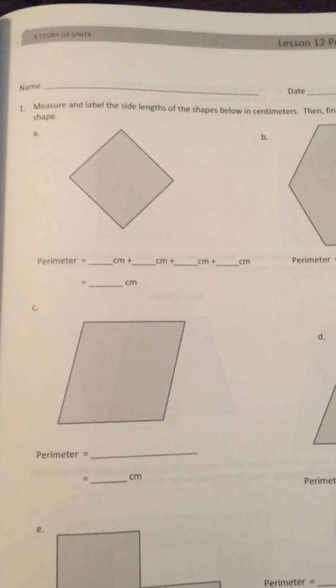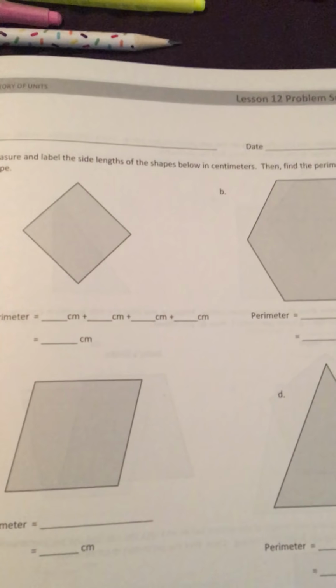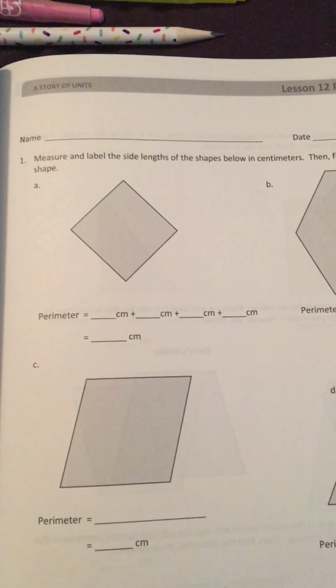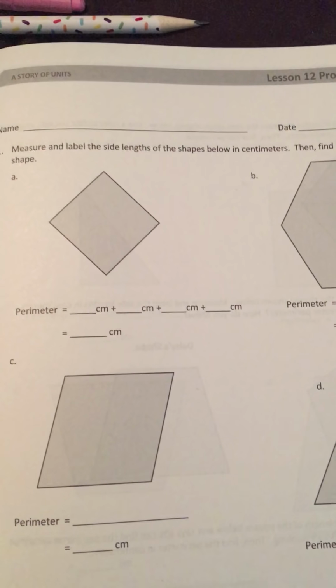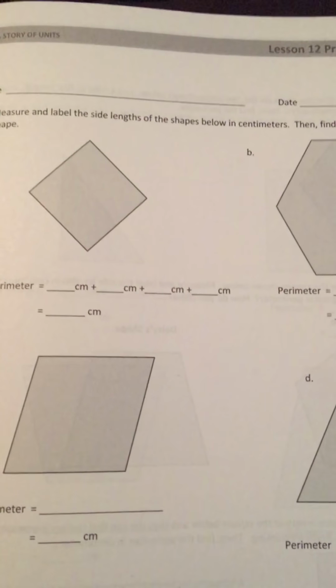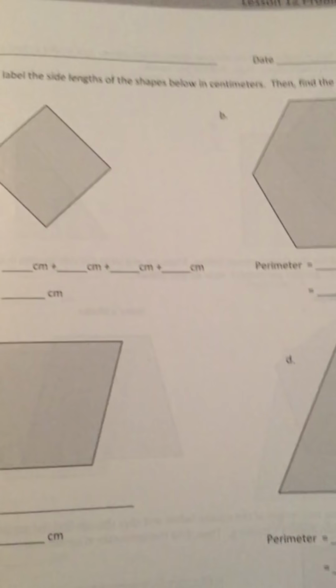All right, now you are actually going to figure out the perimeter of some of these shapes in your book for lesson 12. It says measure and label the side lengths of the shapes below in centimeters, then find the perimeter of each shape. So you are going to need a ruler for this. If you need to pause and go get a ruler, then please do. In fact, I need to pause and get a ruler. One moment, please.